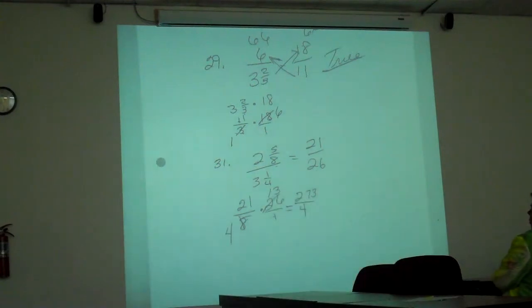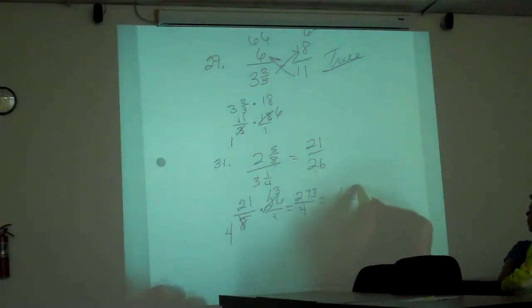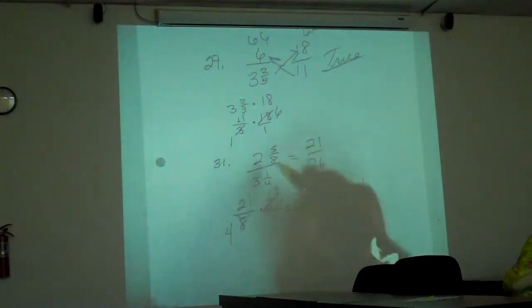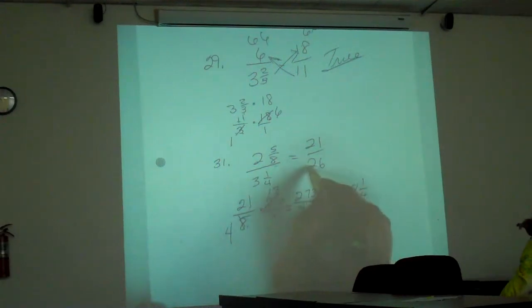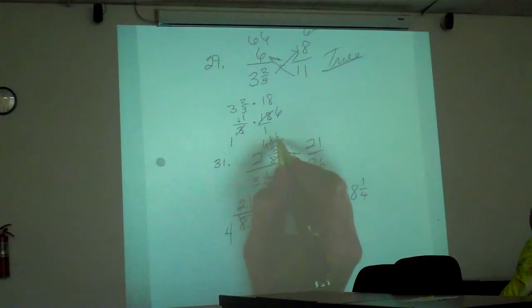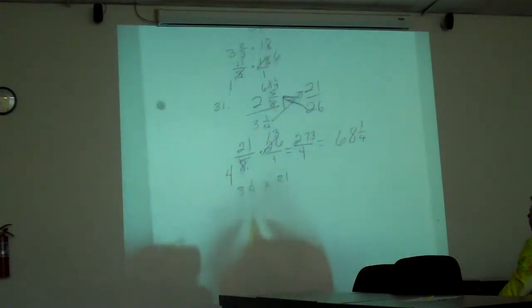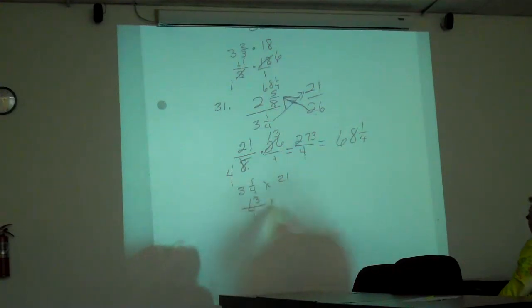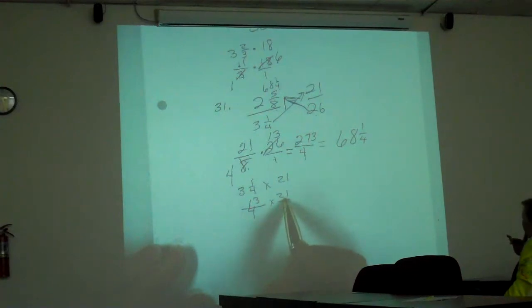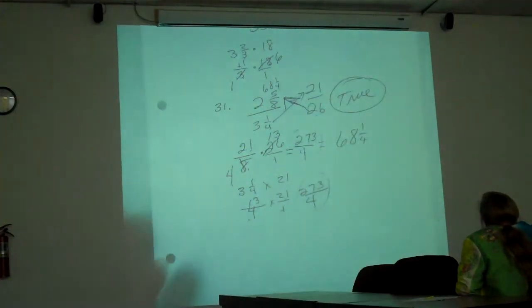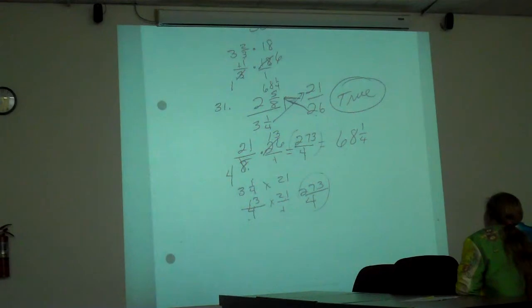Now 3 1/4 times 21. You have 4 on the bottom, 3 times 4 is 12, 13. 13 times 21 again is 273, over 4. Well, that's obviously the same thing. So that one would be a true one. You don't even need to convert it again. So we work them that long until we find out if it's true or false.